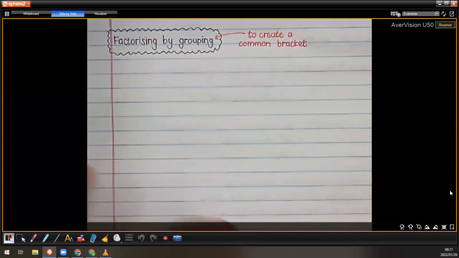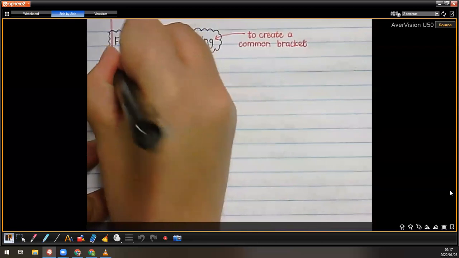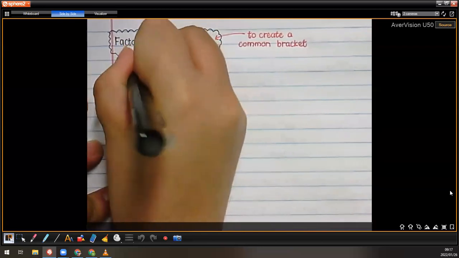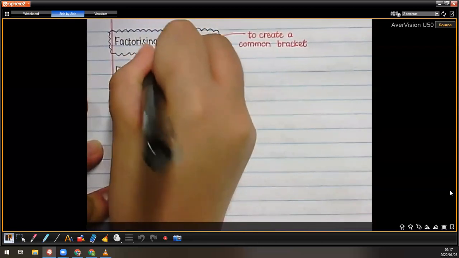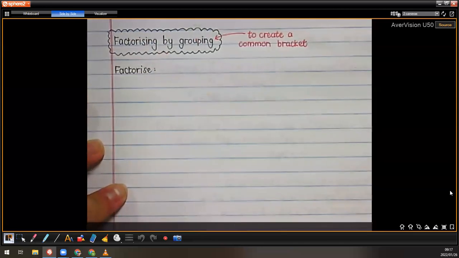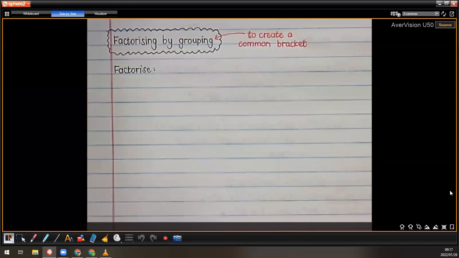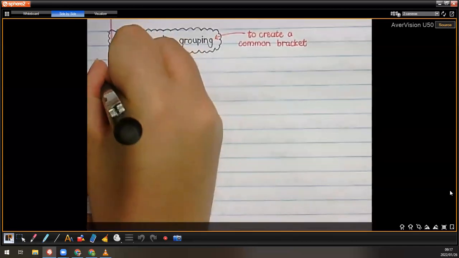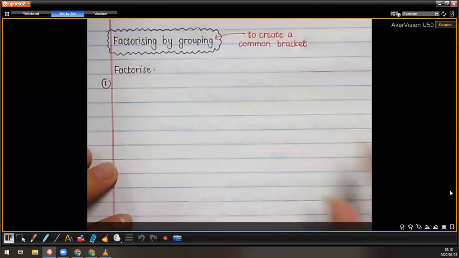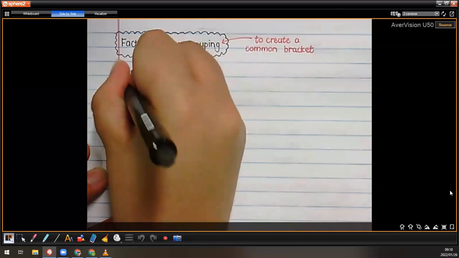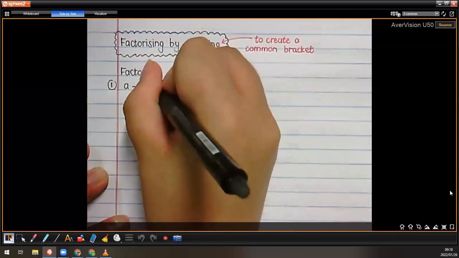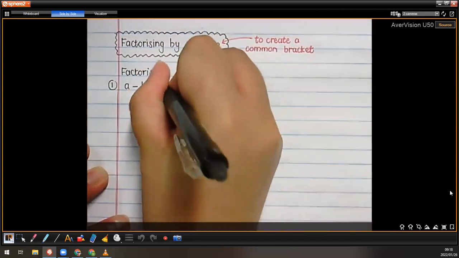So, for example, if the question says that you need to factorize, the question is not going to say factorize by grouping. Just like in grade 9, you're going to get a bunch of factorizing questions all mixed together. You need to look at them and figure out what you're doing. Okay, so factorize. Number 1. We'll start with an easy one. Easy-ish one, I suppose.